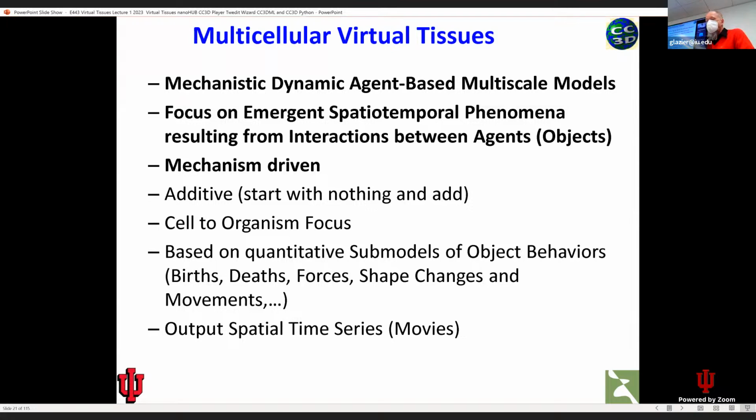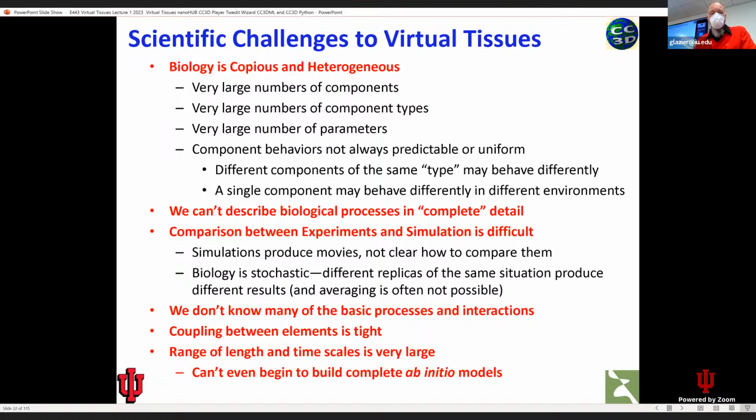It's going to be based on understanding basic properties of what those agents do. How are cells born? How do they die? What forces do they exert? How do they move? How do they change state? How do they change type? And the outputs of our simulation are going to be like what we saw there, which are movies. And one of the things that we're going to have to face is how do we analyze those movies to come up with meaningful results? It's not easy to do.